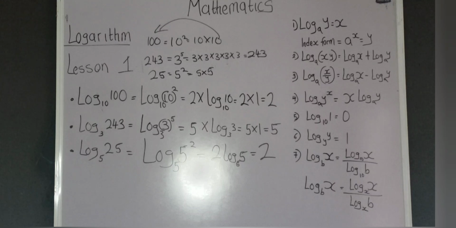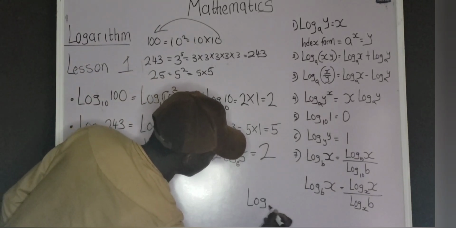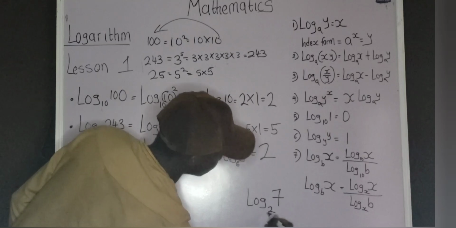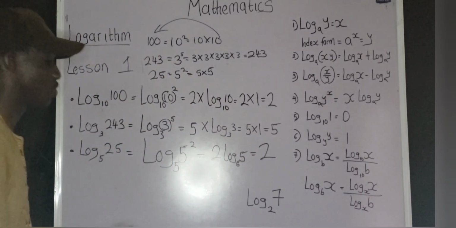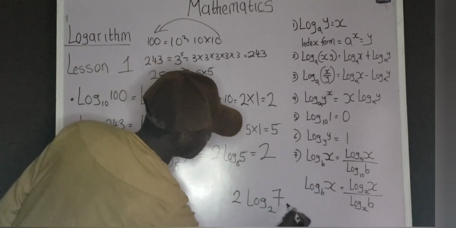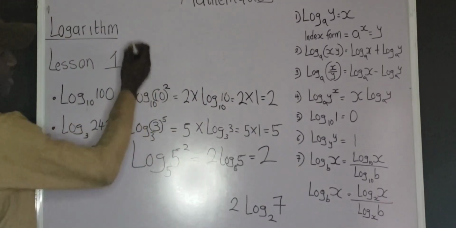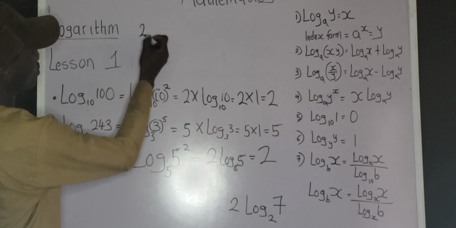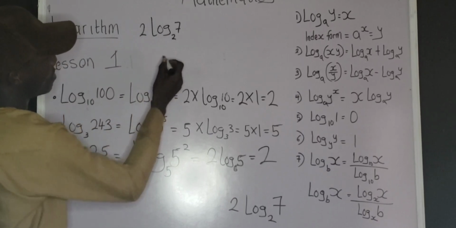Let's say we are asked to simplify this: 2 log 7 base 2. What are you going to do in this case? Let me write it here. 2 log 7 base 2.